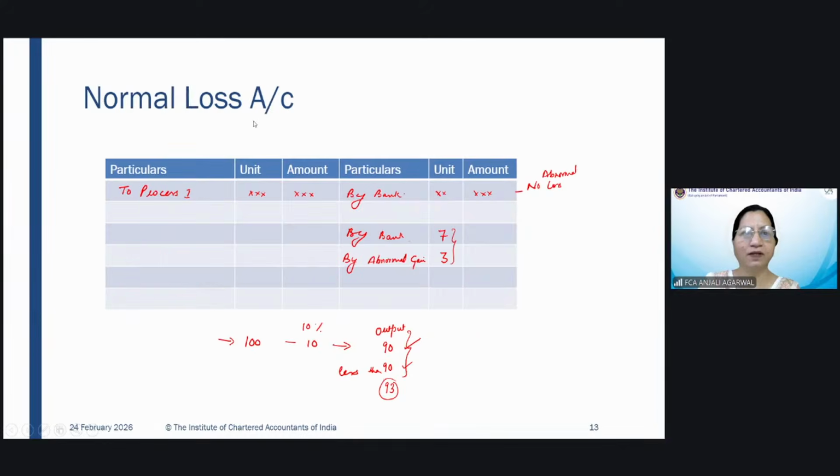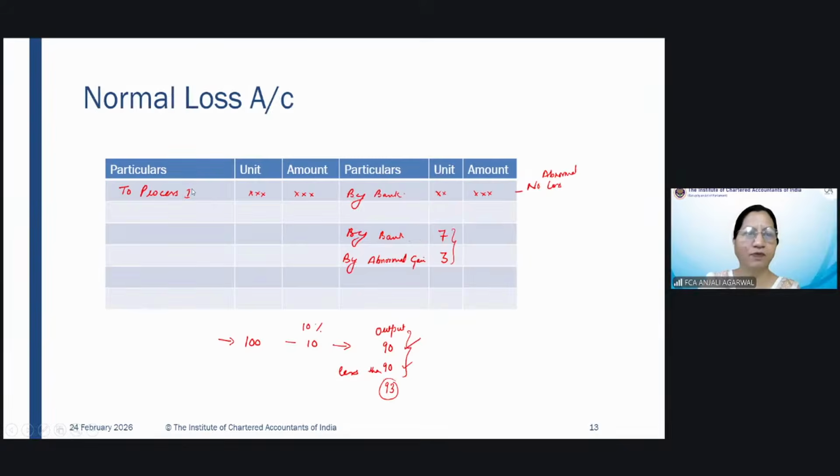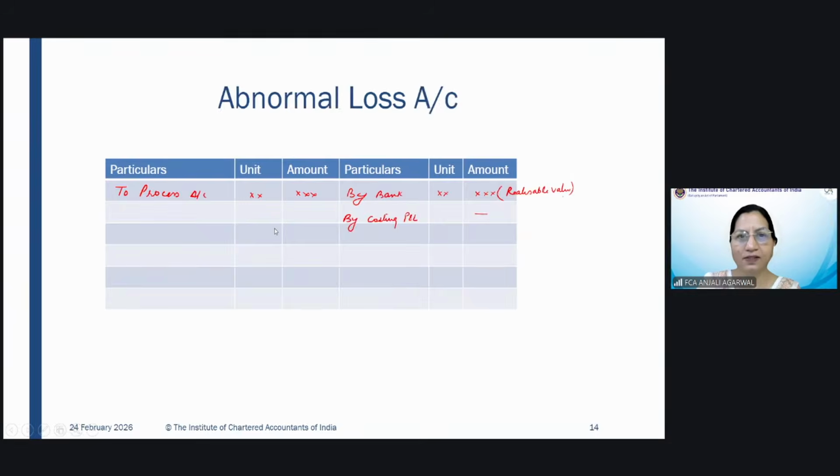Then when you prepare the normal loss account, how will this entry come? This normal loss will be on the debit of the normal loss account, to process one. Okay, I think you got confused because of this. But this is not a process account. This is the normal loss account. Okay, ma'am. So it will show credit balance only.